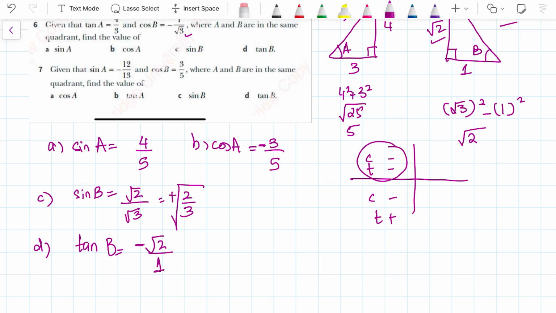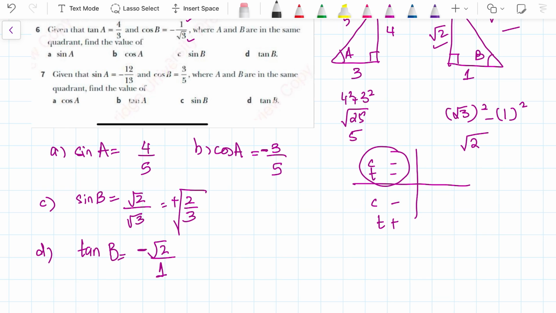All right, question number 7. Question 7, I would want you to attempt yourself. If you have any problems, you can discuss in the comments below and I will respond to you.